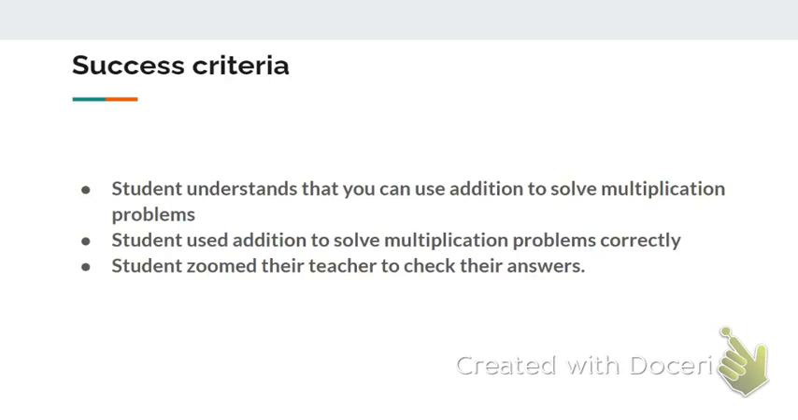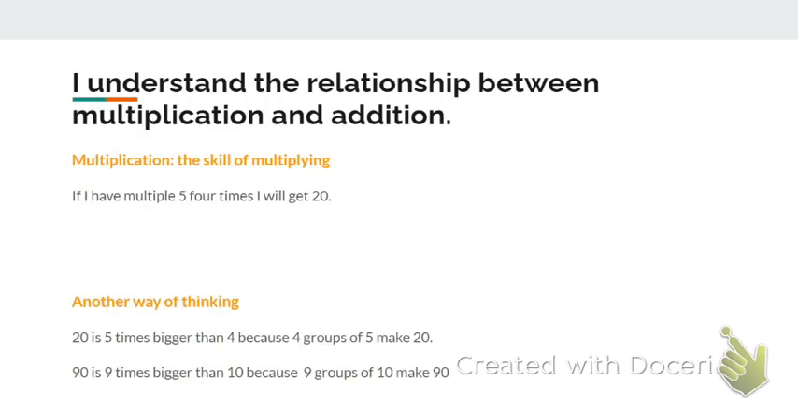Yes, that means at the end of our lesson today, I'm going to give you 3 problems, and you are not going to be considered successful unless you zoom myself or Mr. Davis. Okay, moving on. So, what's our learning target? Our learning target is I understand the relationship between multiplication and addition.